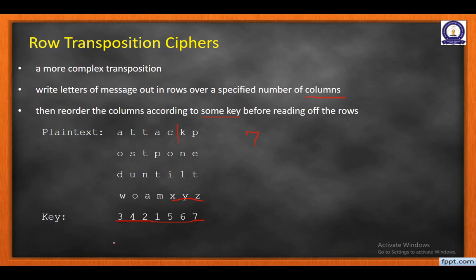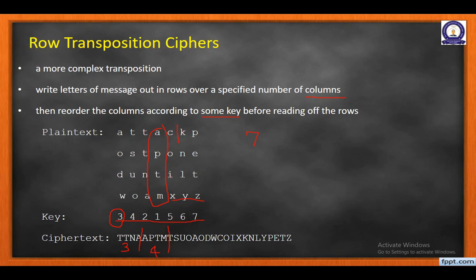Now how do we encrypt? It says the first number is 3, so your third column should be written first. So you will write the third column letters first. Your third column is nothing but T T N A. Then your fourth column, 1 2 3 4, so this is your fourth column. This is the way you have to write.